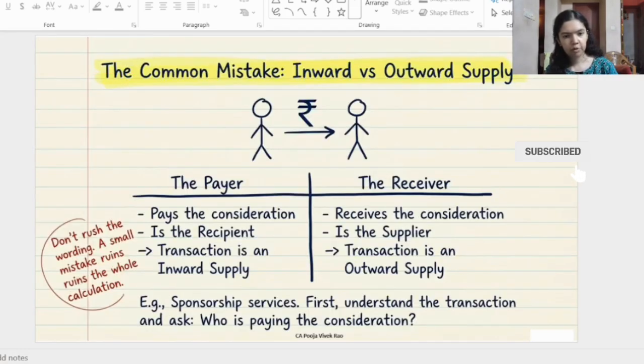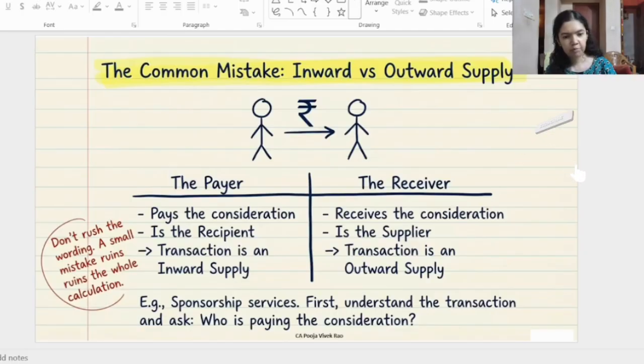That is the common mistake, inward supply versus outward supply. So when all the transactions are given together, it was noticed that students sometimes make the mistake of not properly distinguishing between inward and outward supplies. A classic example is sponsorship services. The important question here is, who is paying the consideration? The person paying the consideration is generally the recipient, while the person receiving the consideration is the supplier.